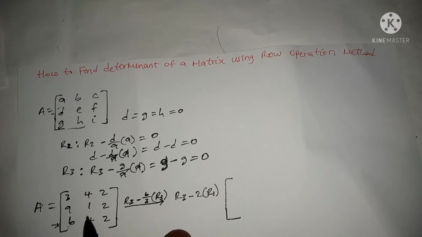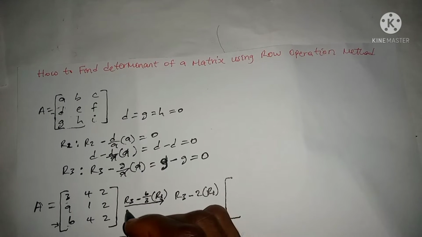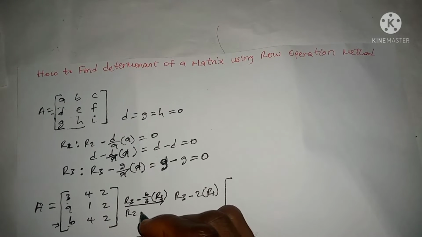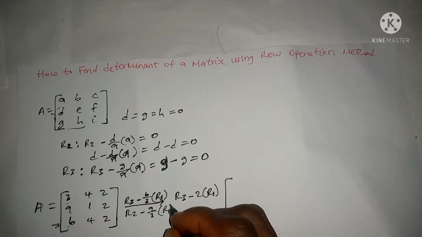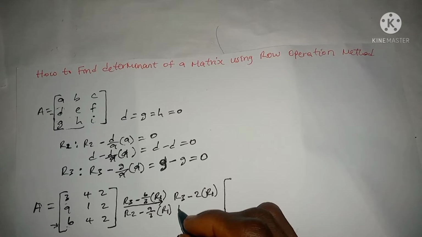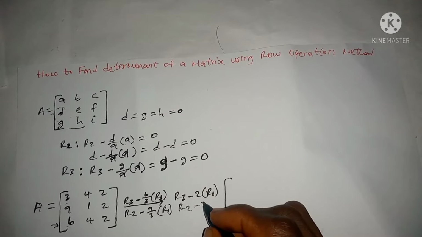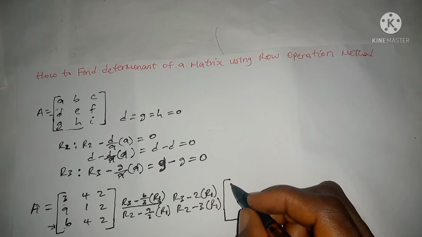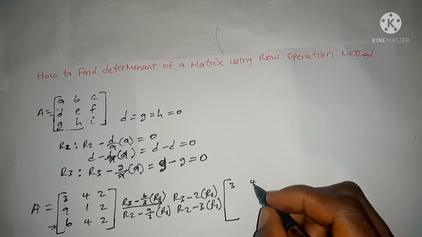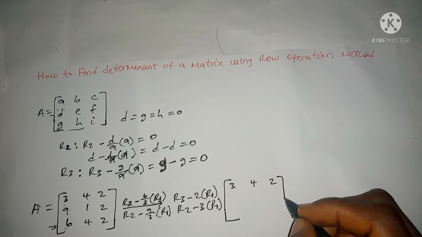And then, let's also make this 9 to be 0 by writing R2 minus 9 over 3 times R1, which is also the same thing as R2 minus 3 R1. So remember, our row 1 didn't change. So it's going to be 3, 4, 2.